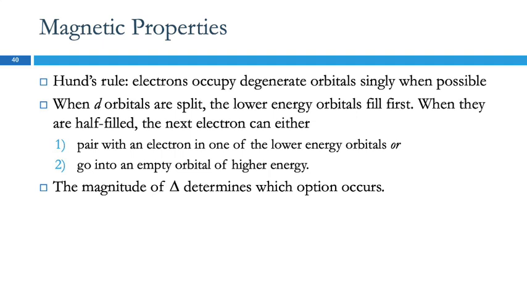So when the d orbitals get split, the lower energy orbitals fill first. Once they get half filled, there's a choice. You can pair up with an electron in one of those orbitals, or you can go higher in energy and get an empty orbital. And the decision that's made there is based on the size of the crystal field. So if the splitting is big, the electrons are like, it's not worth it to spend the extra energy to go up there. I'll just pair up with somebody and call it good. If it's a small difference, they're like, heck, I'm going to go up there and get my own space.